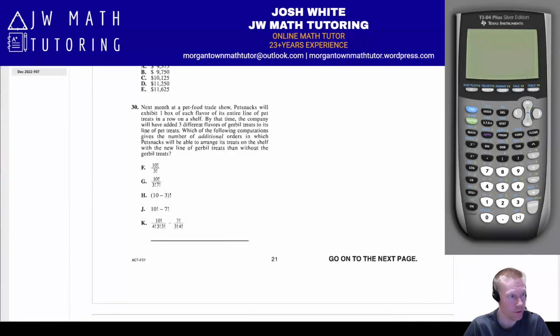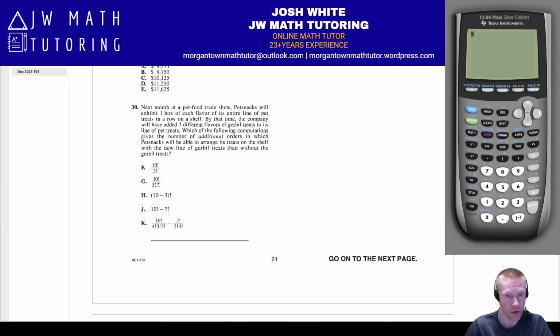Okay, now looking at number 30 at the bottom of the page here. Here you have a problem that deals with basically permutations, a topic from statistics and probability. So if you're not familiar with permutations or the formula for permutations or the slot method, then you would probably have difficulty answering this question correctly.